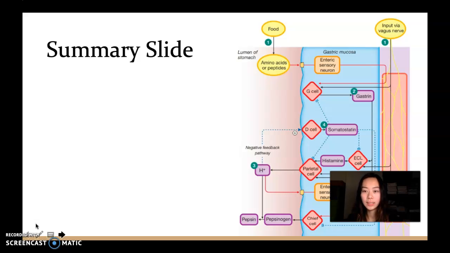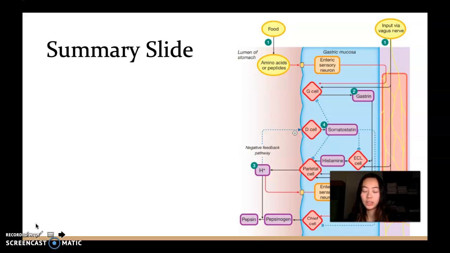This summary slide demonstrates a diagram taken from Silverthorne. As shown in the diagram, senses triggered by food, such as sight, smell, and taste, as well as trigger of the vagus nerve, will both cause stimulation of G cells, which produces gastrin. Gastrin then goes on to stimulate ECL and parietal cells, which then produce histamine and gastric acid, respectively. Histamine then also goes on to stimulate parietal cells to create more gastric acid.